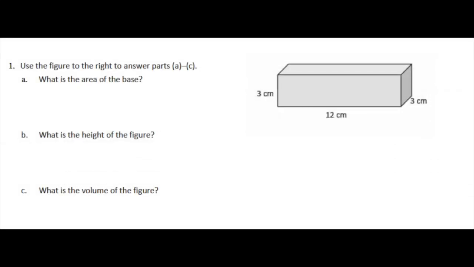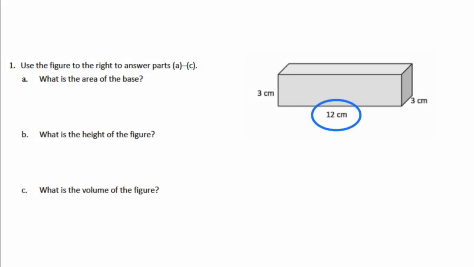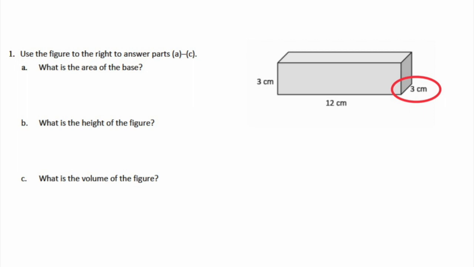All right, so let's look at part 1 in its entirety. Part A asks, what is the area of the base? Well, my length runs from left to right, which is 12 centimeters. And my width runs from front to back, which is 3 centimeters. Now, again, area is length times width. So when we multiply, we get 36 centimeters squared.